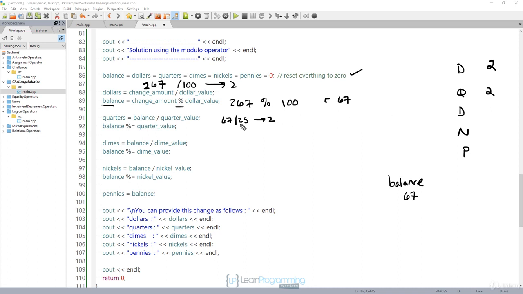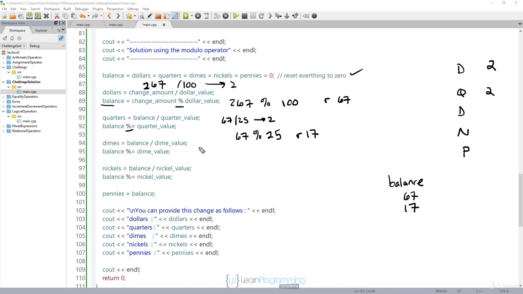So now again, instead of subtracting 50 from 67, we could just use the modulo operator. Here I'm using the compound operator. So it's balance equals balance mod quarter value. Same idea. So balance is 67 mod 25 gives us 2 quarters, right? That's 50 with a remainder of 17. So our balance becomes 17. And then from this point forward, I think you could see what's happening.